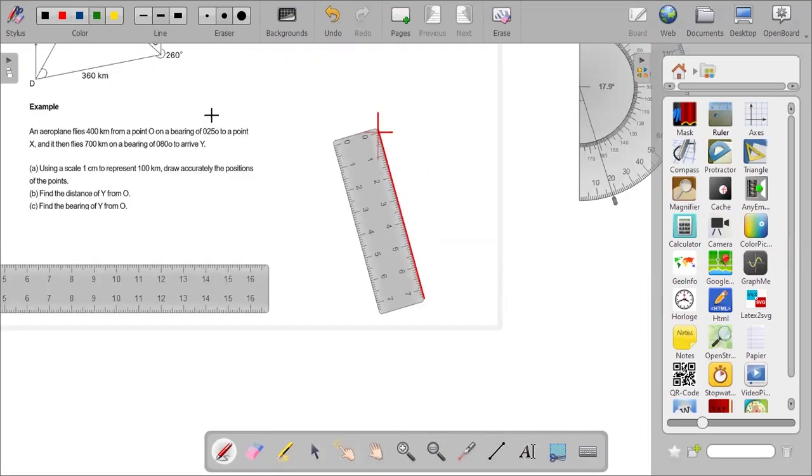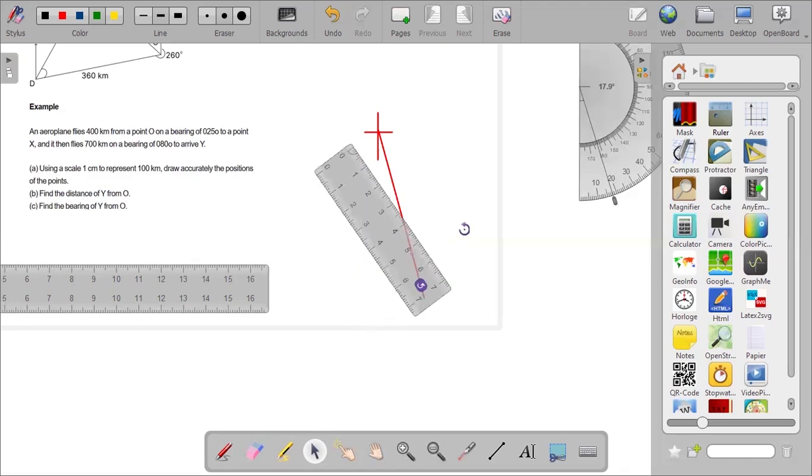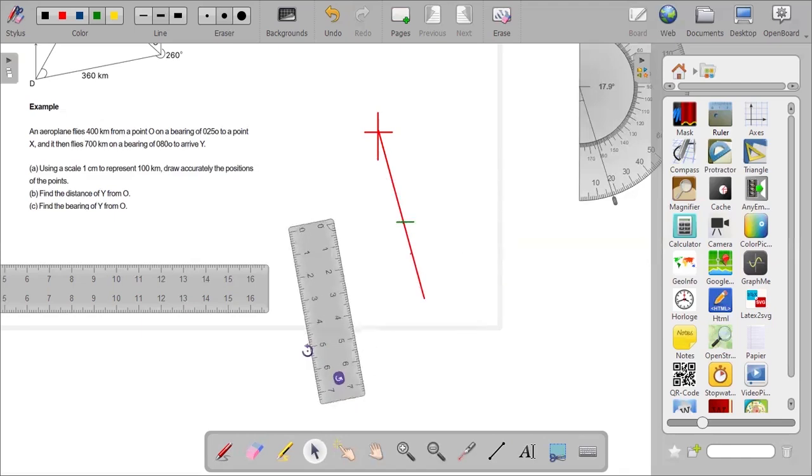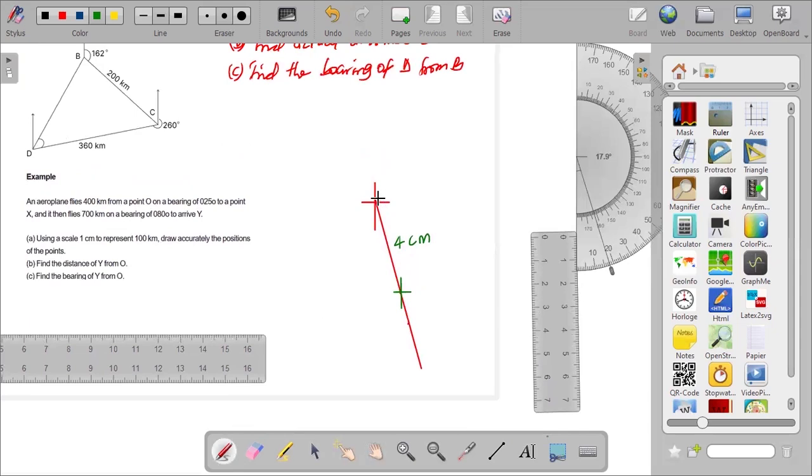Let's use a different color. That's 4 centimeters. Is it showing at all? It's manageable. So I'll put a cardinal point there also. I need a vertical one also. Okay, so this is 4 cm, which represents 200 kilometers. The angle here is 162. Now, this is point B, and this is point C.